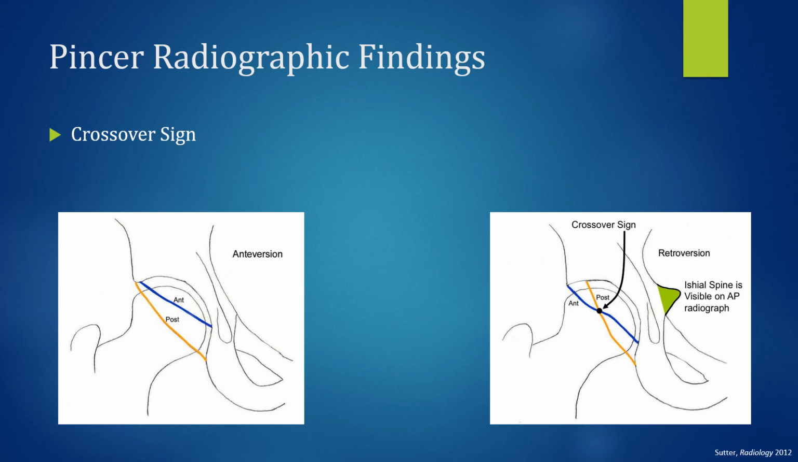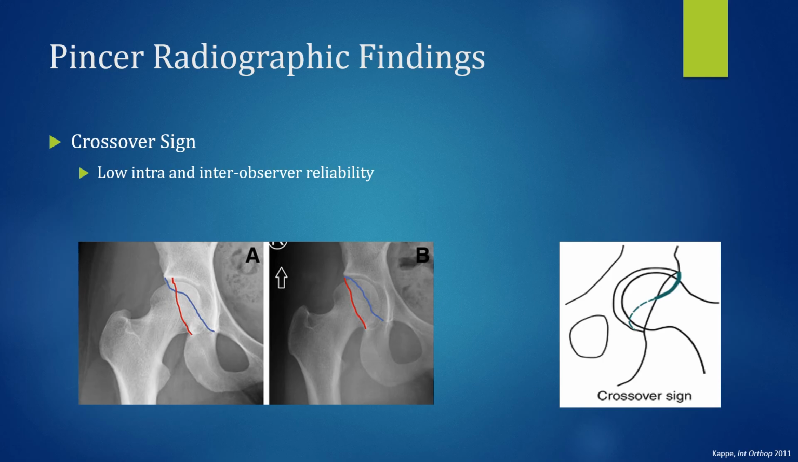This is just another schematic explaining the crossover sign. Clinicians oftentimes describe the acetabular overcoverage from pincer FAI as a retroversion, as we see in the right-hand drawing. This retroversion moves the anterior wall laterally, and thus we see the crossover sign.